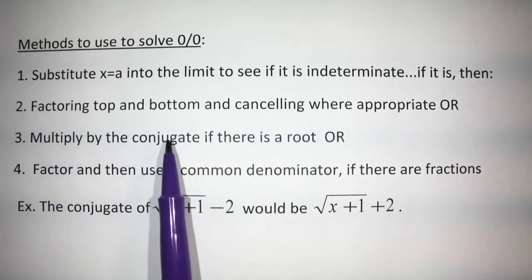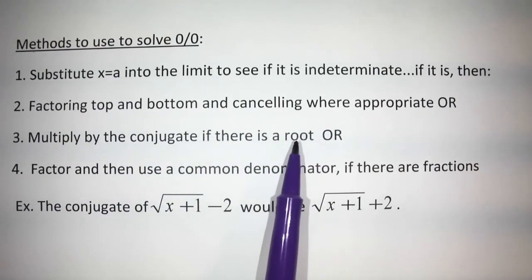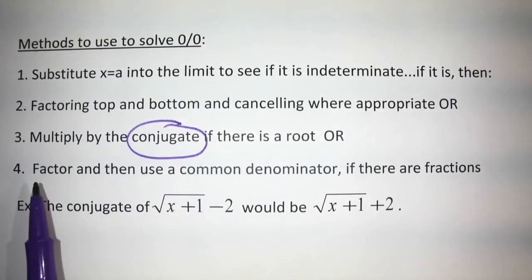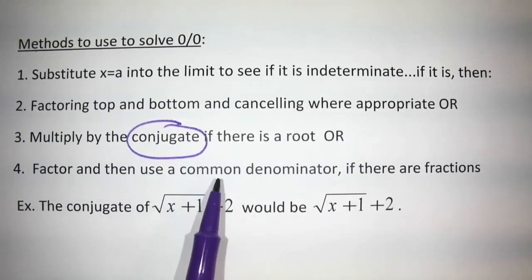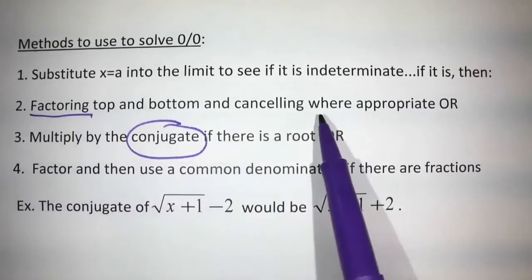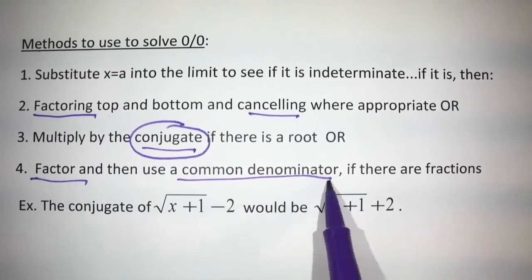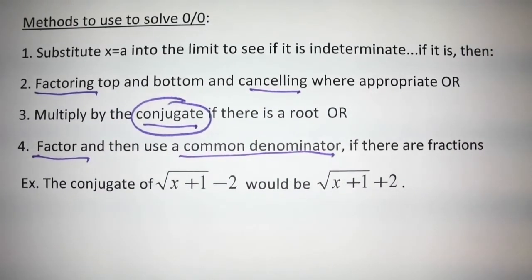If there's a root, we can multiply by the conjugate, so we'll talk about the conjugate in a sec. And sometimes if there are denominators, then you can factor and use a common denominator. So factoring and canceling, conjugate, and then factoring and common denominator. Those are the most common methods. Now later, I'll teach you a method called L'Hopital's rule, which a lot of people would prefer, and that involves derivatives, which we'll review in another primer video.